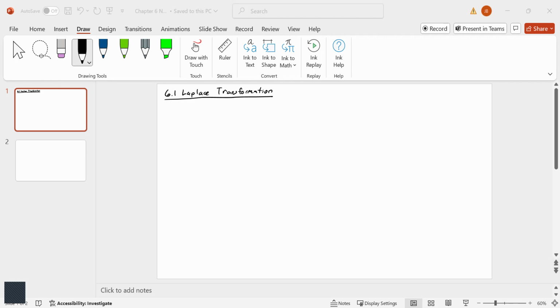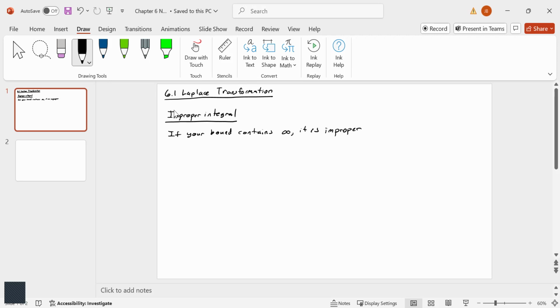To begin with the Laplace transformation, we're going to have to use improper integrals a lot, so let's just review what that is. An improper integral is just an integral with infinity. If your bound contains infinity, it is improper. We're mostly going to go to positive infinity. In fact, we're only going to go to positive infinity for the Laplace transformation. So the integral that we're going to be working with will look like this.